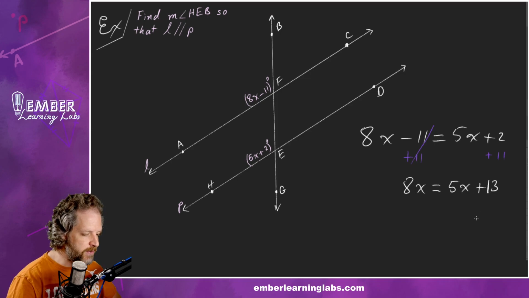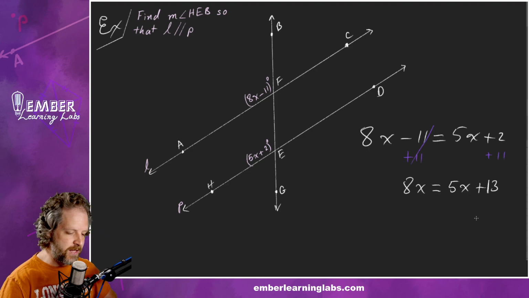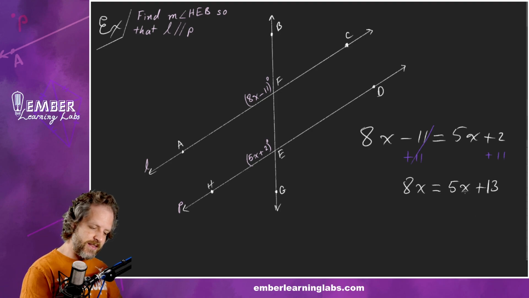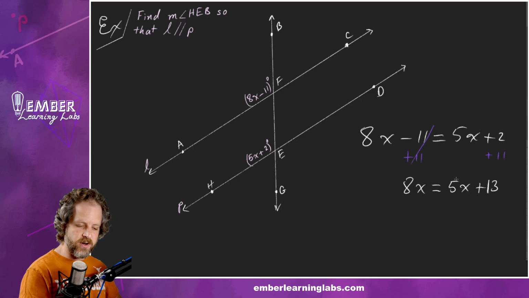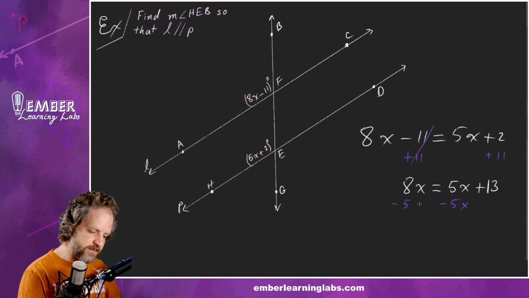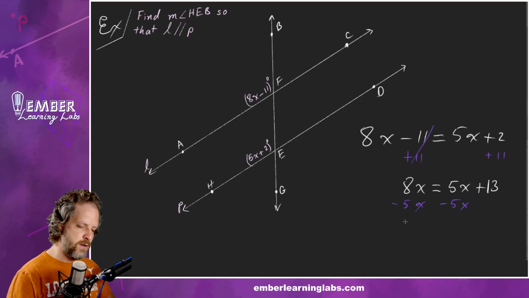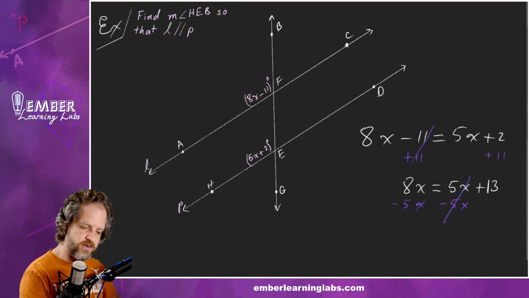I just kind of randomly put these numbers in here. We're probably going to end up with some ugly answer in the end, but that's okay. We'll live. Right, so we need to get this guy over with his friend. So we're going to move the 5x over. In order to move it over, we subtract 5x from both sides. Minus 5x, minus 5x. Okay, this one cancels. So we've got 3x equals 13.